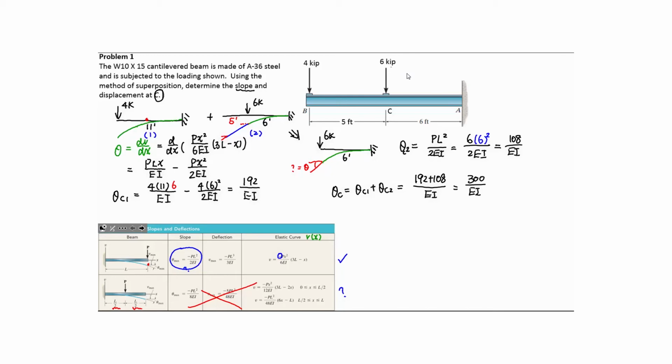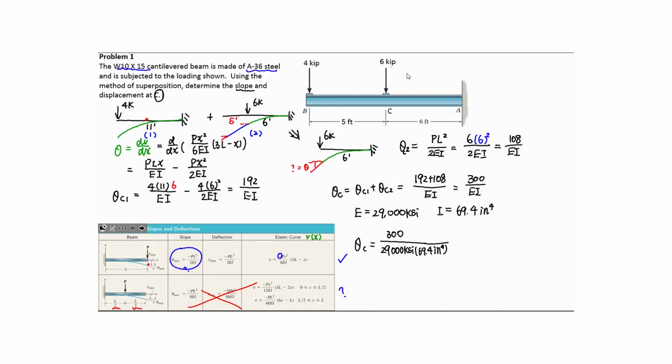So for this problem, it actually provided the cross-sectional shape and the steel type, which means we will be able to find out the E is 29,000 ksi. And the moment of inertia for W10 by 15 is going to be 69.4 inch to the fourth. So which means our rotation angle at C will be 300 over these two values.